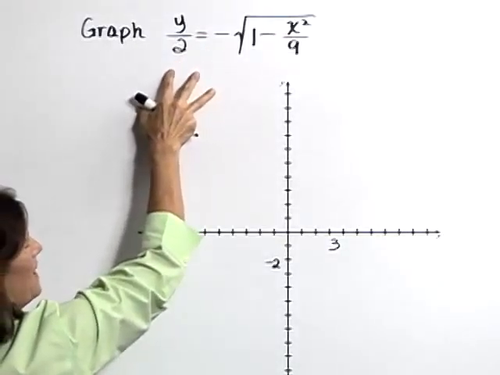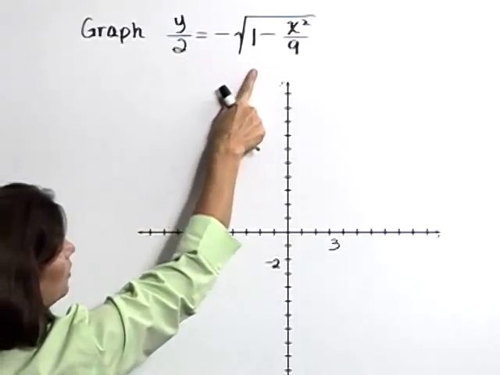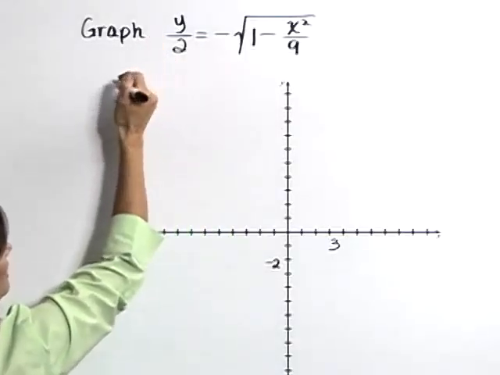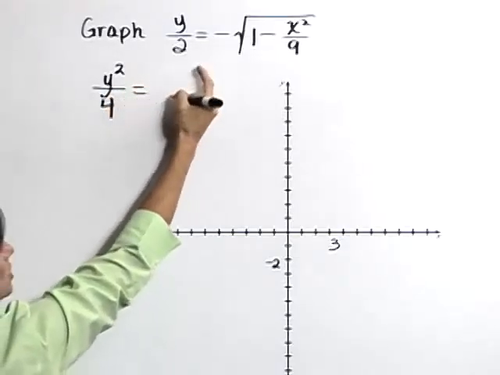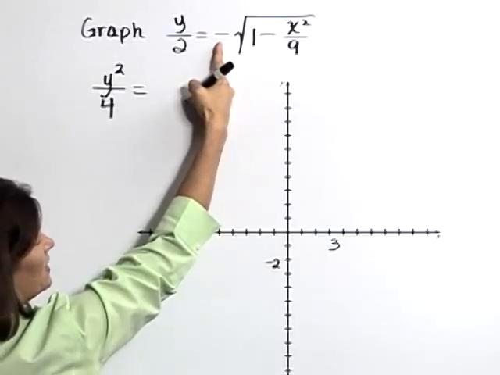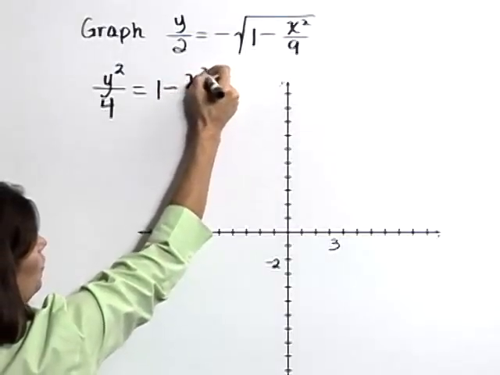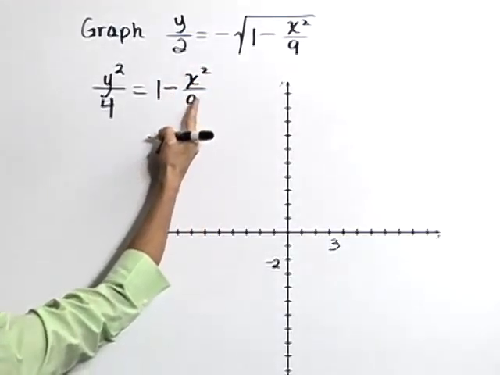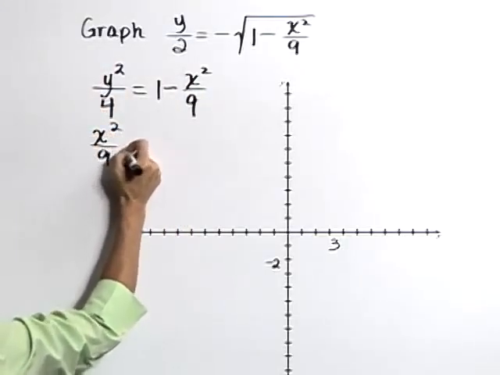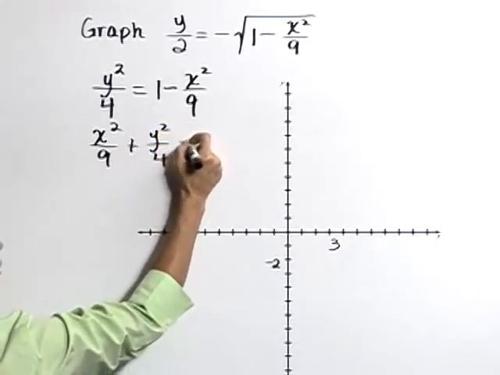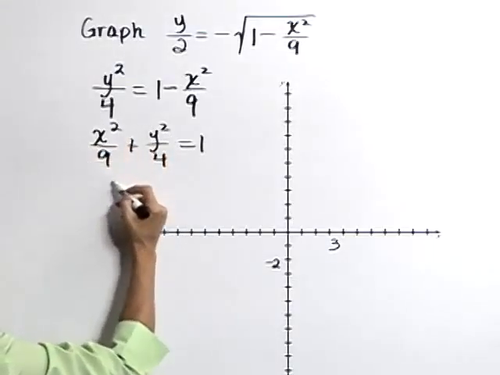Now let's think about what the basic shape of this graph is going to look like. I'm going to eliminate this radical by squaring both sides. Squaring the left gives y squared over 4. Squaring the right eliminates the negative sign as well as the radical and gives 1 minus x squared over 9. If we move this x squared term to the left, we can write this as x squared over 9 plus y squared over 4 is equal to 1. So the basic shape of this graph is an ellipse.